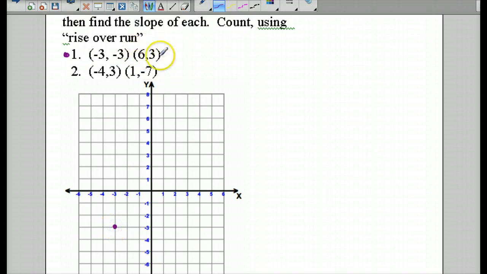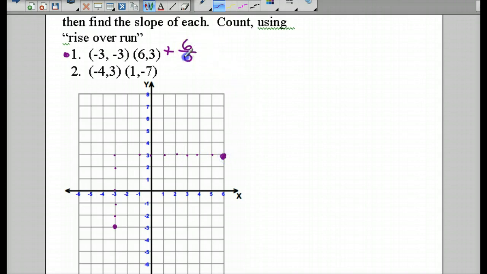We then plot 6, 3. We go over 6, up 3. And it says count using rise over run. So we're going to rise up, and then we're going to run over. Since we're going to the right, we know this is going to be a positive slope. So we go up 1, 2, 3, 4, 5, 6. So rise is 6 over the run. 1, 2, 3, 4, 5, 6, 7, 8, 9.